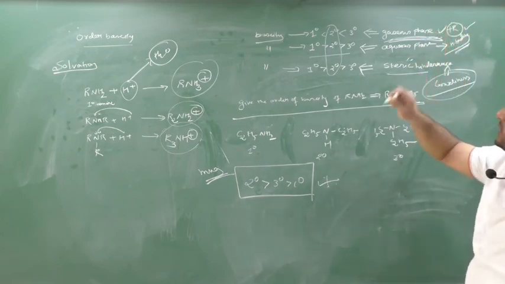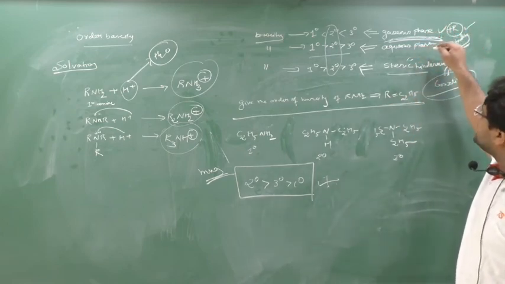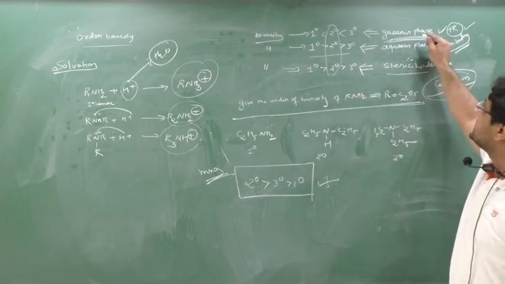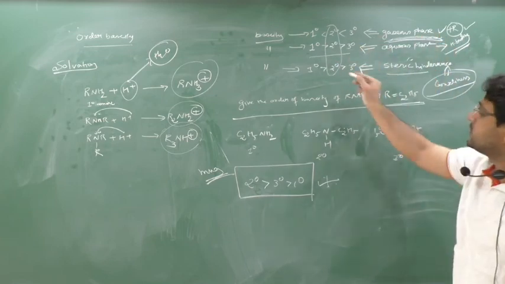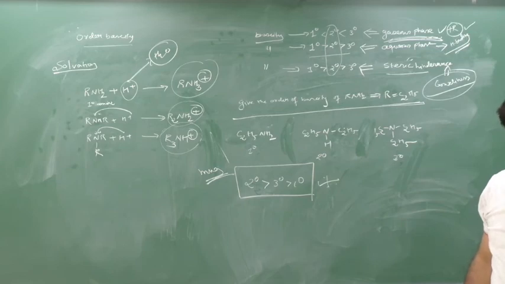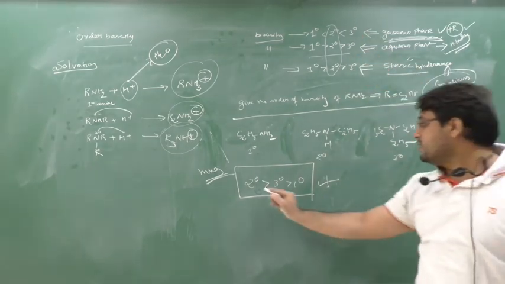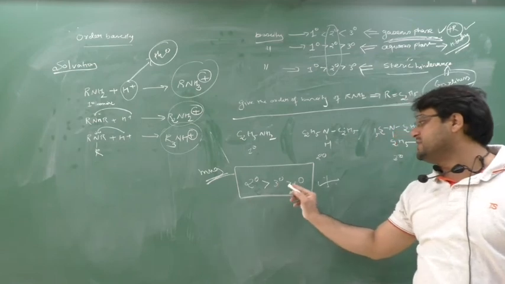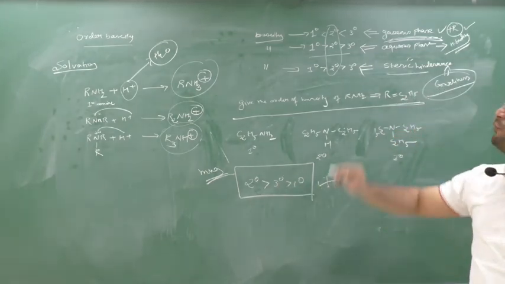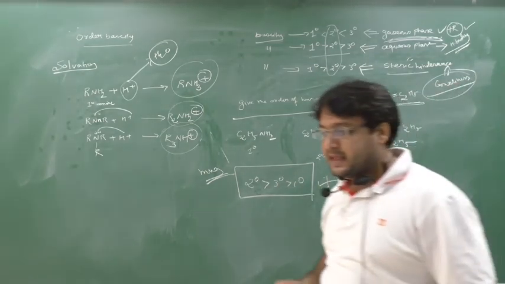They will clearly mention whether you have to see the aqueous phase, gaseous phase, or steric hindrance, and you give that logic. But not for methyl and ethyl. For methyl and ethyl, practically it is observed that they do not follow any of this logic. For ethyl, 2 degree is more basic than 3 degree than 1 degree, in any phase. Clear?